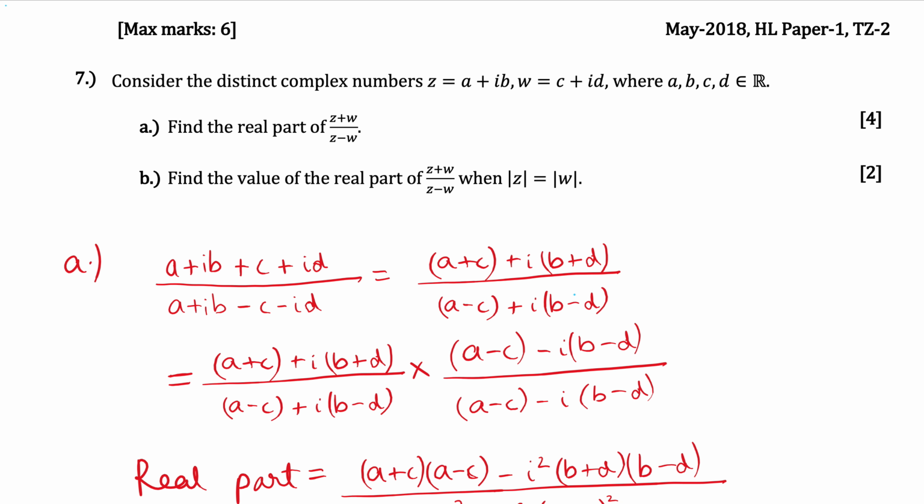To rationalize the denominator, we need to multiply top and bottom by the conjugate of the denominator. So this positive i will turn negative i. So these two are conjugates of each other. So we're multiplying top and bottom by (a - c - i(b - d))/(a - c - i(b - d)).